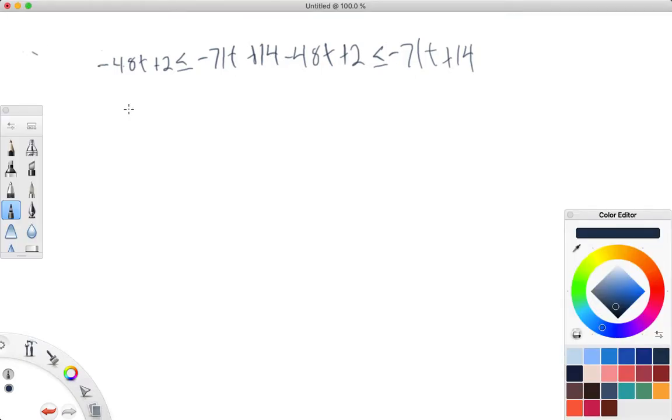So yeah, this is an ugly problem. I'm actually going to rewrite this with x's instead of t's because t's look like plus signs to me, and I don't want to get lost. So negative 48x plus 2 is less than or equal to negative 71x plus 14 minus 48x plus 2 is less than or equal to negative 71x plus 14.